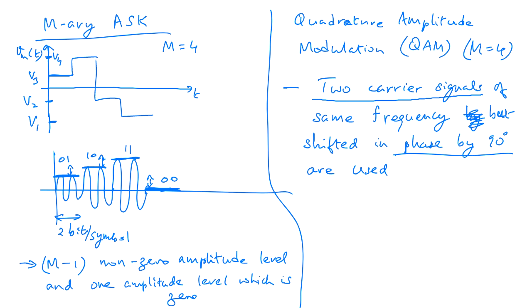So what we do now is, because we have two carriers, we have to divide our information stream.